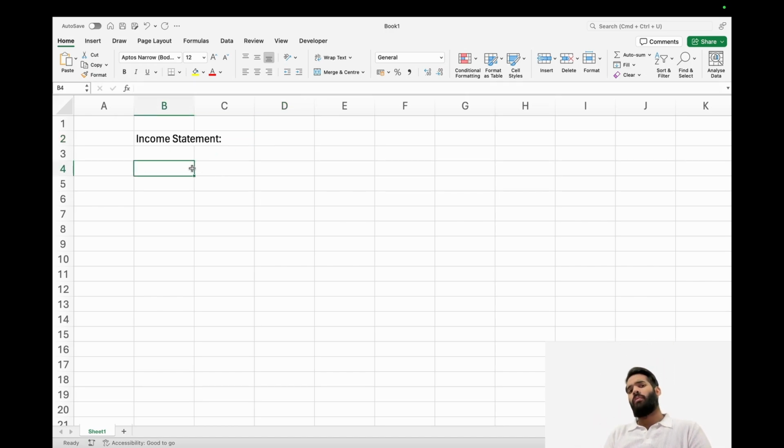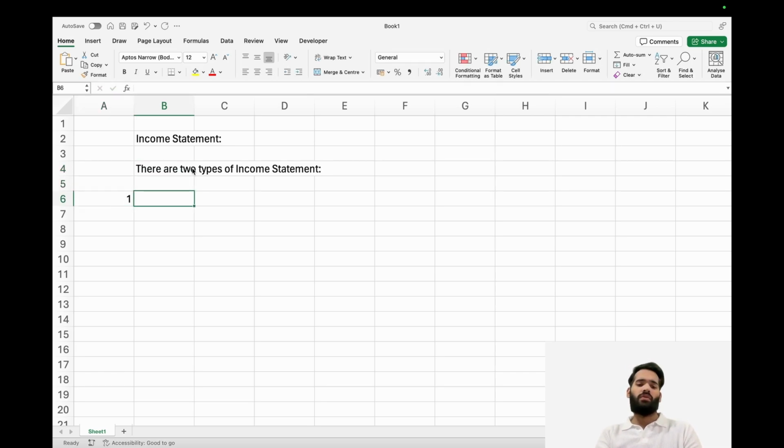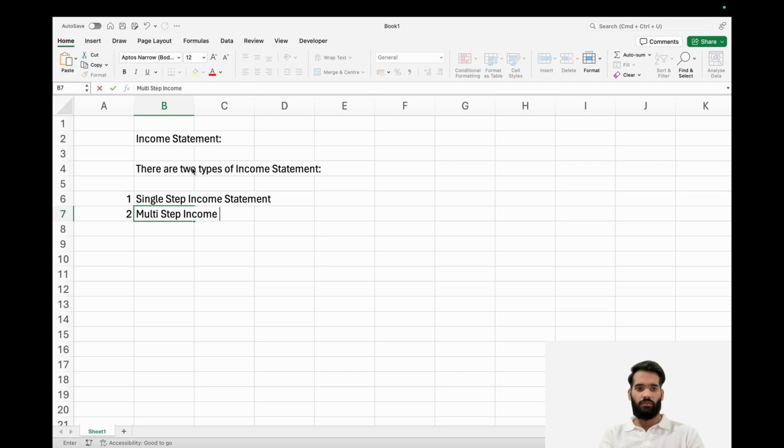Now, before going to the formats, you have to understand that there are two types of income statement, just so everything's clear and you're aware of all of the possibilities. So the first one is called single step income statement. Single step income statement. And the other one is called multi-step income statement. There you go.